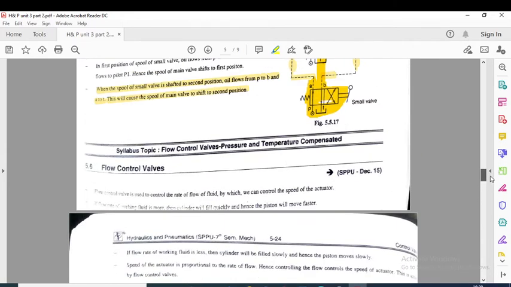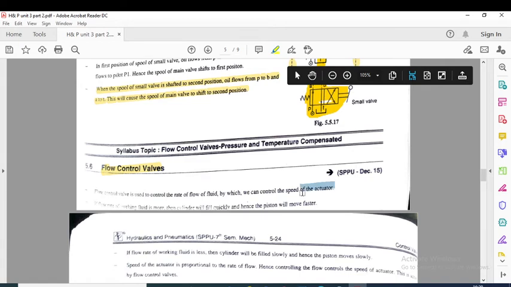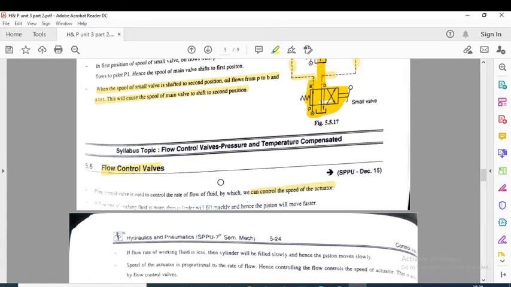Now we are going to see another valve today, which is the flow control valve. This is the flow control valve, which is used to control the flow or mass flow rate of the oil in the hydraulic circuit, and it directly affects the speed of the actuator. So if we need to control the speed of the actuator, then the flow rate should be controlled. To control this flow, we are going to use the flow control valve here.